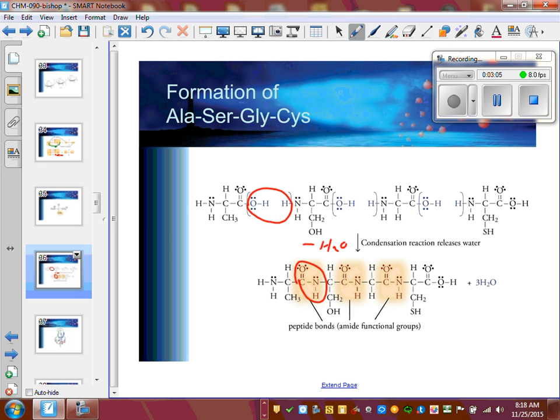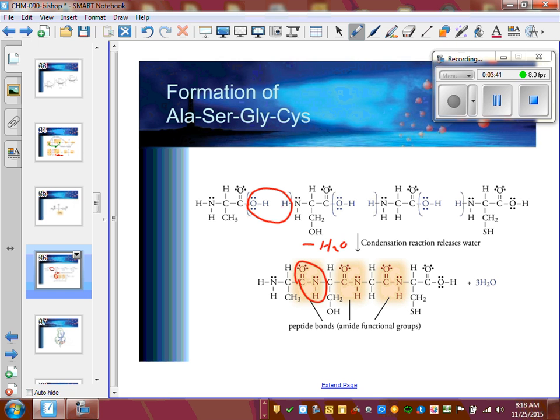And we can do this all the way down the line. So here we have alanine, because the R group is a CH3. Serine, the R group is a CH2OH. Glycine, the R group is just hydrogen. And cysteine, the R group is a CH2SH. So we link them all together, forming these amide bonds. They're called peptide bonds in biochemistry. So now we've created a polypeptide.